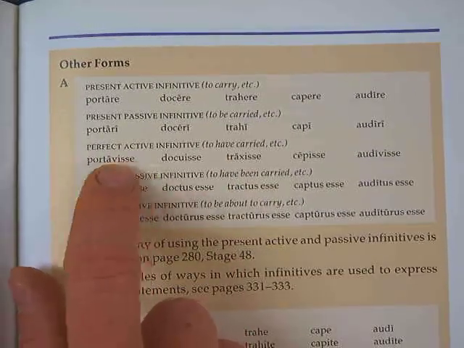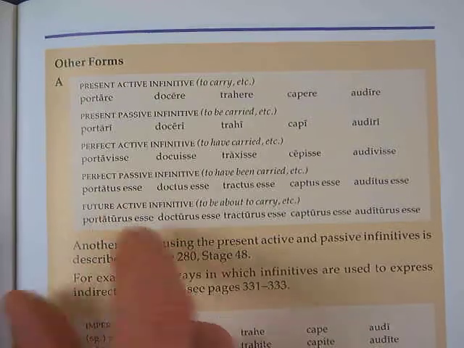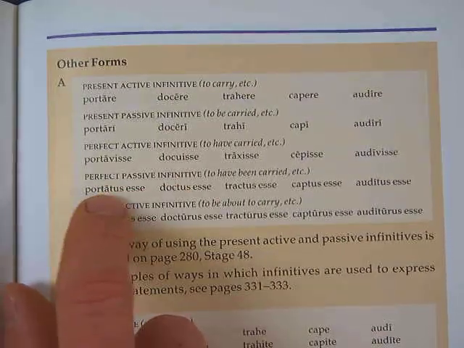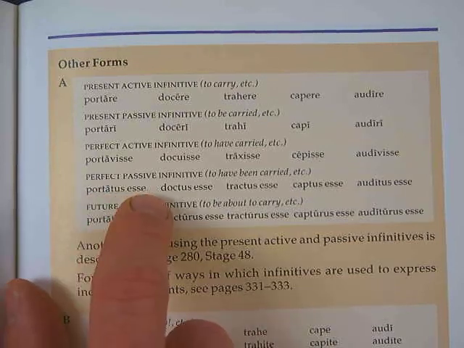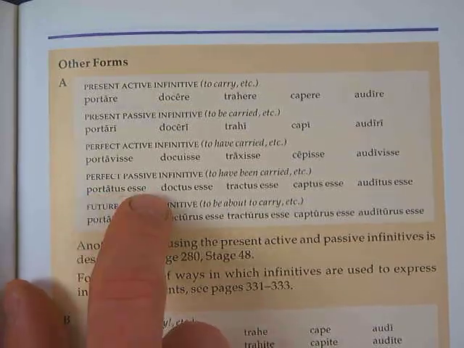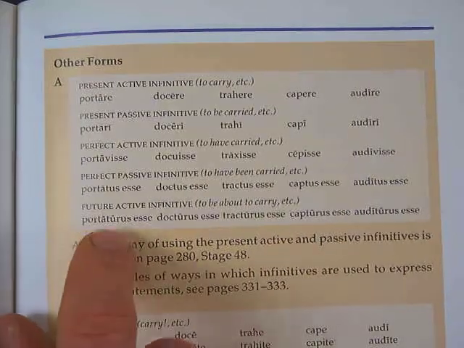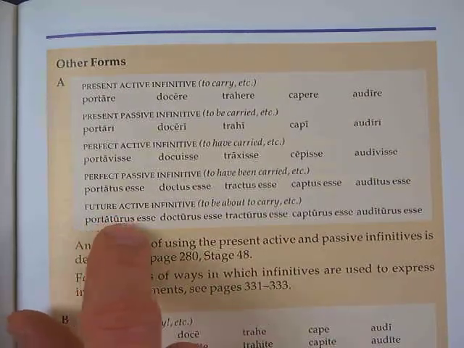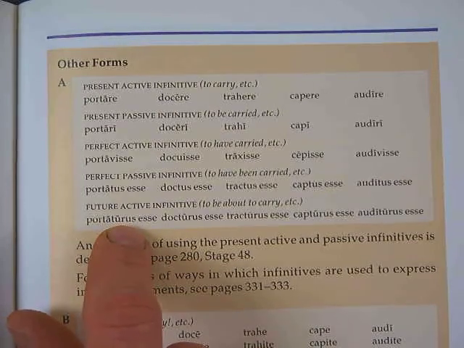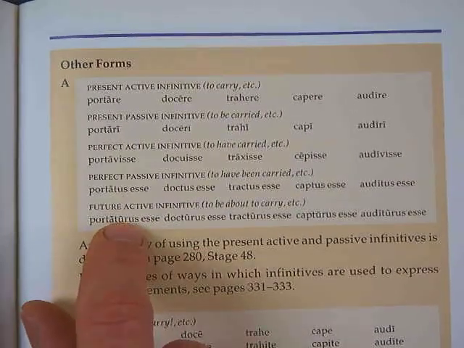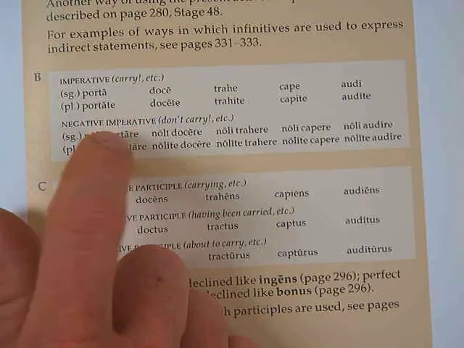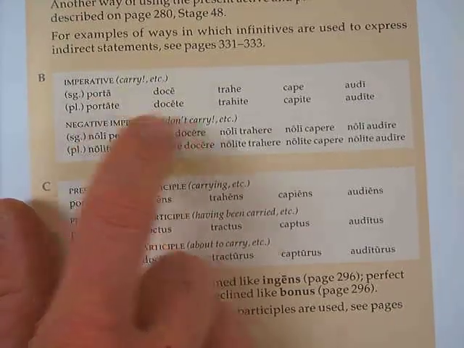There's also a perfect active infinitive, which uses -isse, portavisse, which means to have carried. We'll talk a little more about that later. There's a perfect passive infinitive, which uses the perfect passive participle, or the fourth principal part, and then esse, portatus esse, to have been carried. And there's a future active infinitive. We haven't talked a lot about the future active yet, but we'll get into that. Portaturus esse, the -ur makes it a future. And we will talk about that some later.